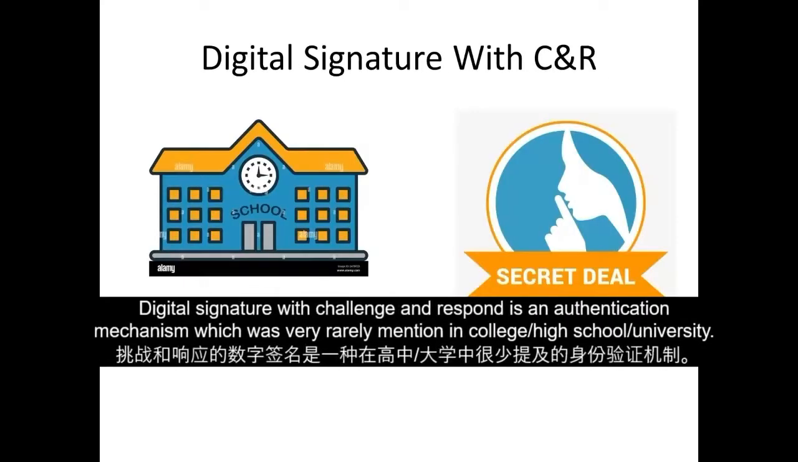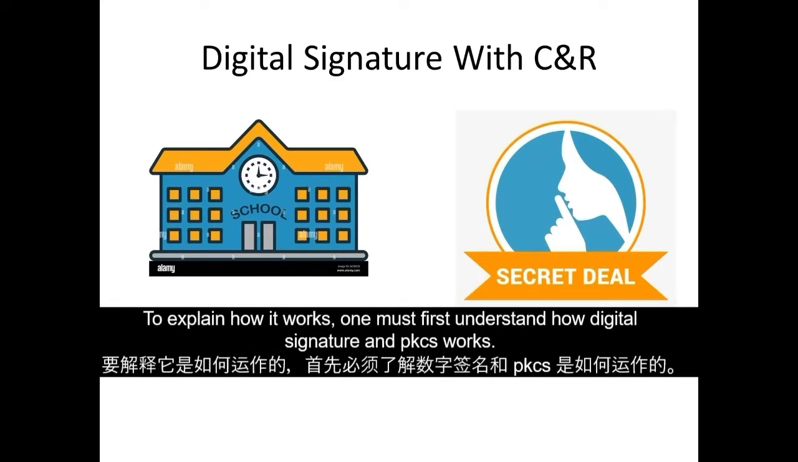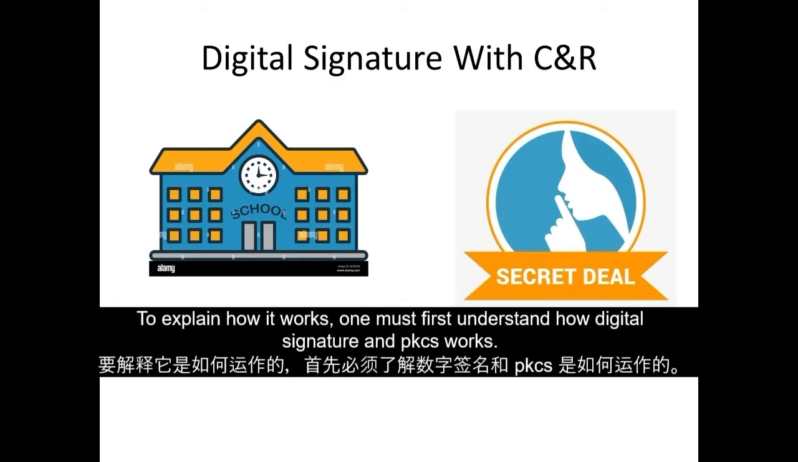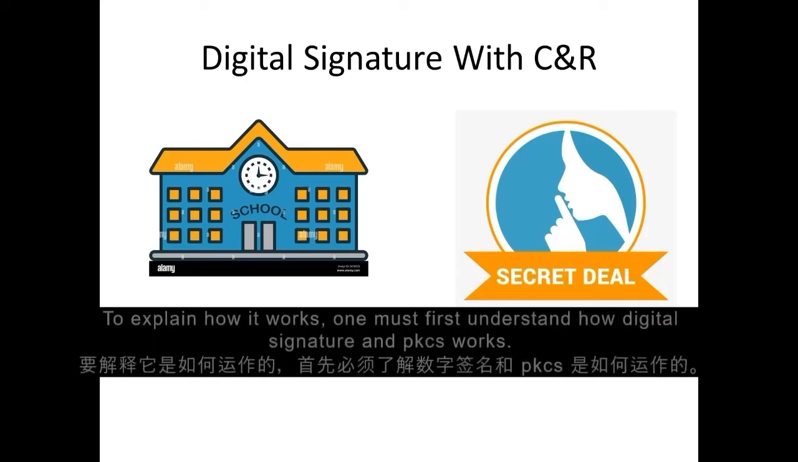authentication. Digital signature with challenge and response is an authentication mechanism which was very rarely mentioned in college, high school or university. To explain how it works, one must first understand how digital signature and PKCS works.